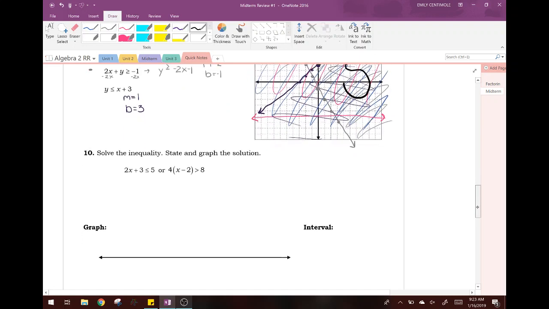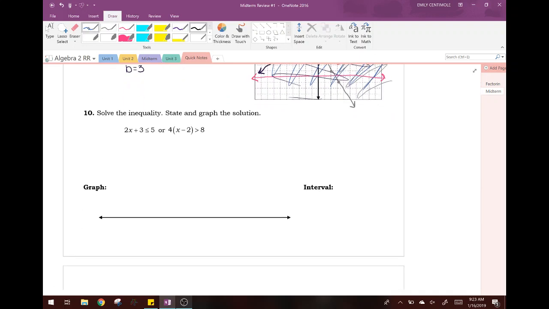Okay. Moving on to the next one, we have inequalities in 1 variable, as opposed to number 9 where there were 2 variables, x and y. When we just have x's, it's going to be on a number line. So what I'm going to do is solve each of these inequalities separately. I subtracted 3 from both sides. I divide by 2. When I do these, I treat them almost like they're equations, just being careful to flip that inequality symbol if I'm dividing or multiplying by a negative.